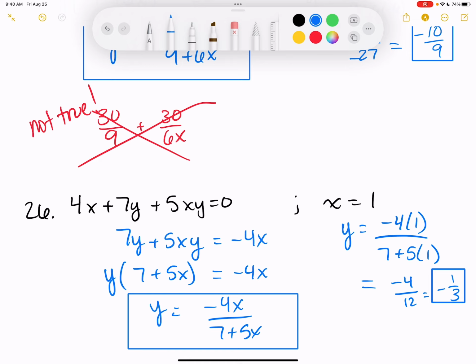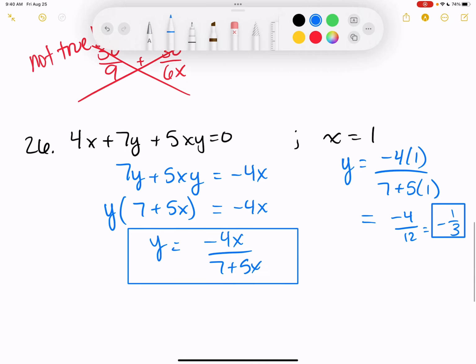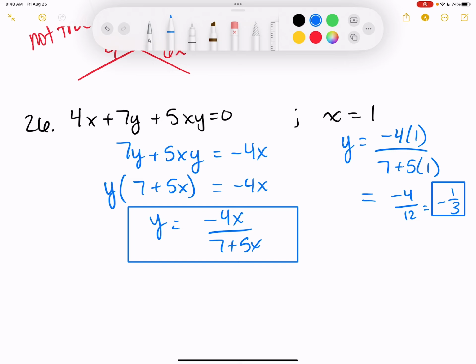Any questions about that one? Okay. All right, the next one, we're still solving for a variable, but they do not give you something to plug in at the end. So your answer is just going to be left like this, basically.